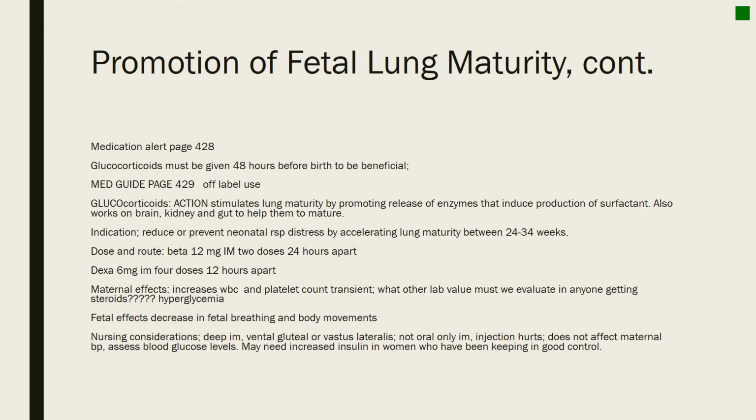There's your action. Stimulates lung maturity by promoting the release of enzymes that induce production of surfactant. But it also works on the brain, kidneys, and the gut to help them mature as well. The indications: prevent neonatal respiratory distress by accelerating lung maturity. Doses and routes. Take a look at those. Maternal effects. What is the main thing that we want to look at? Anybody getting steroids. Hyperglycemia. Yes. Fetal effects. Decrease in fetal breathing movements and body movements. That's usually transient.